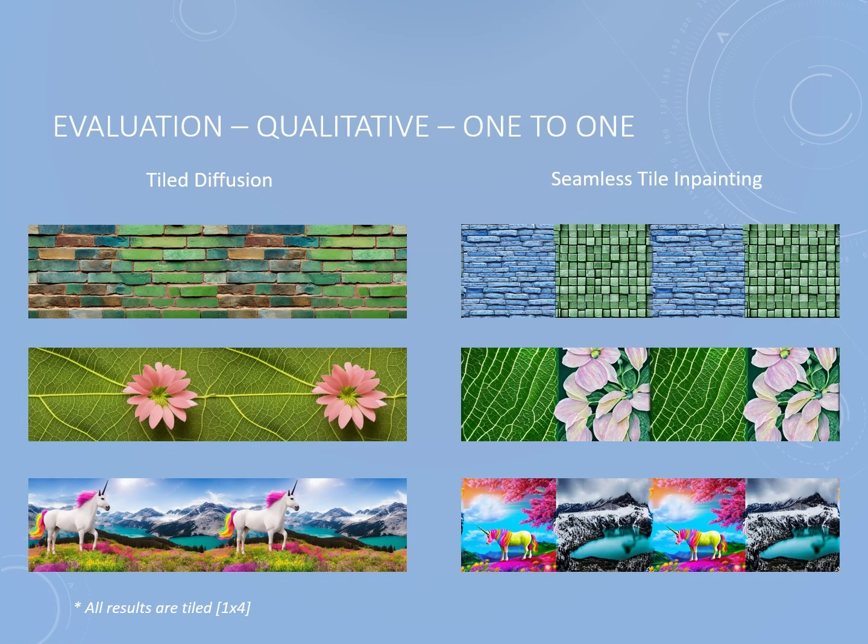For one-to-one tiling, we compare against seamless tiling painting. Our method demonstrates superior coherence and seamless transitions. Despite STI using a relatively large connection region, it still shows noticeable discontinuities and struggles to maintain consistent content across tile borders.